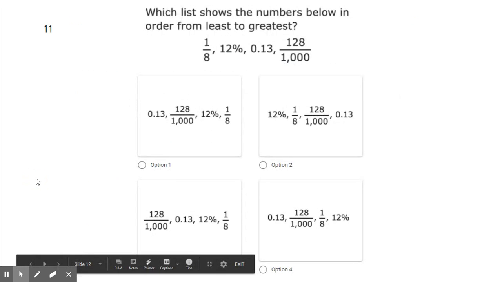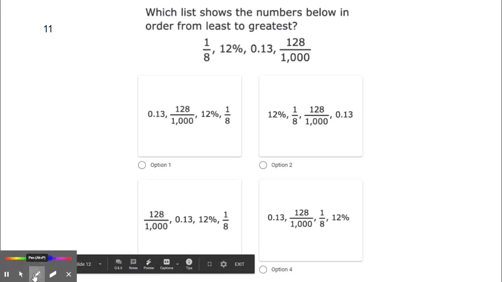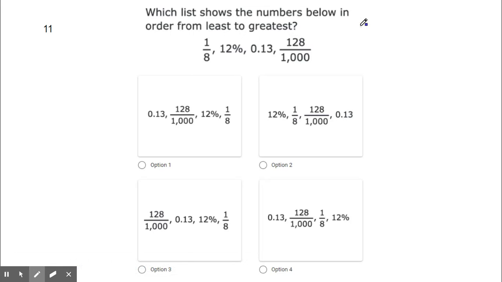Number 11, which list shows the numbers below in order from least to greatest, so smallest to biggest? Now, when you're doing this, one of the things that I've always said in the past is just convert them all into the same type of number. So I want my fractions, my decimals, and my percents to all be the same thing. I personally am a decimal person. I like to change them all to decimals.